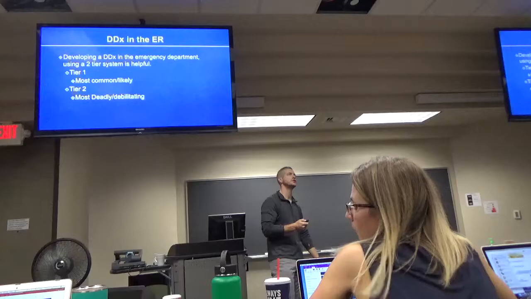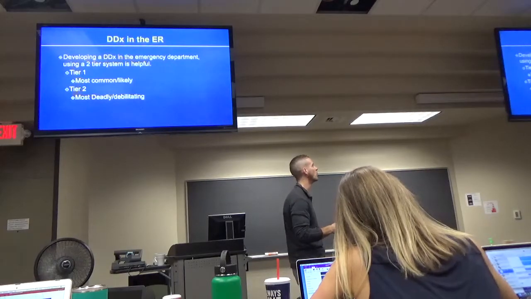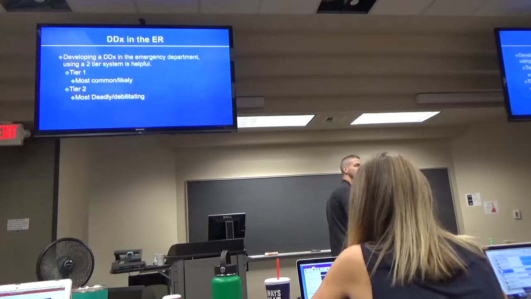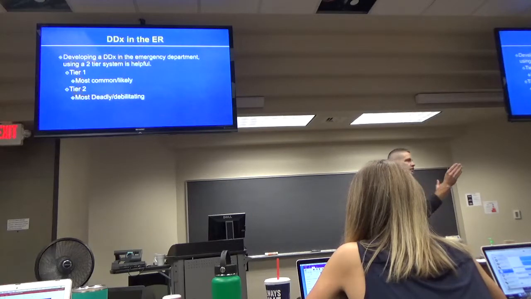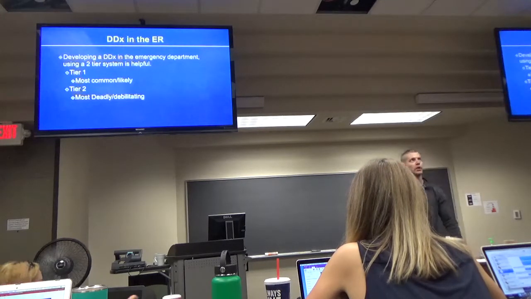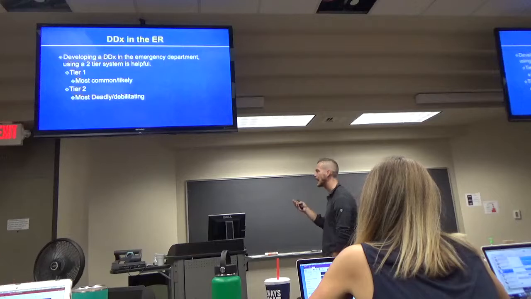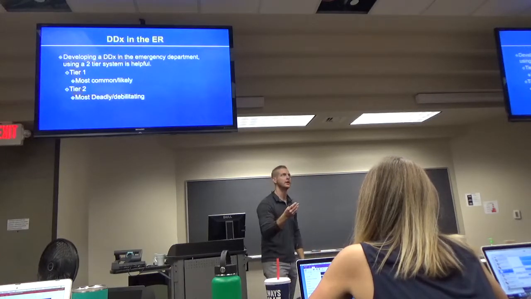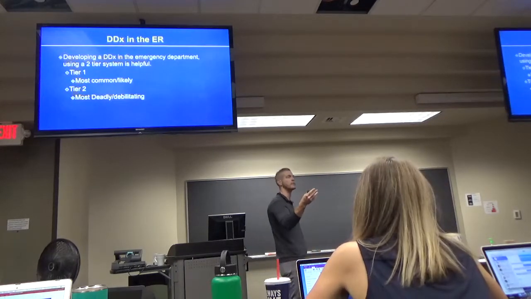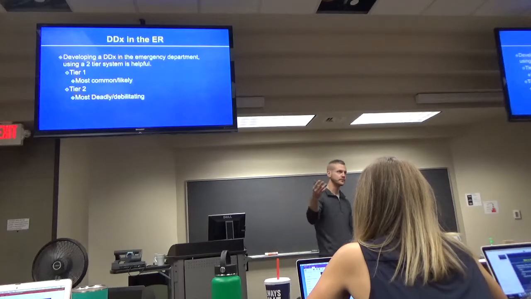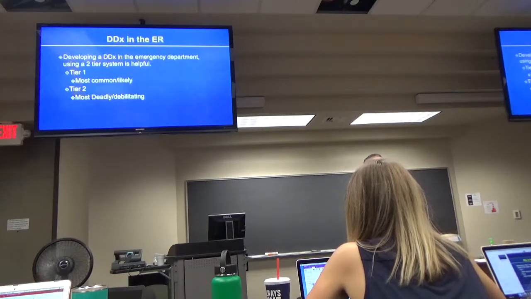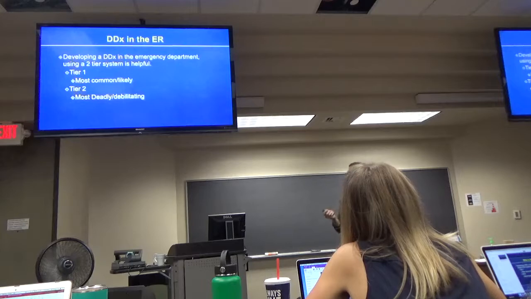So tier 1 and tier 2, that doesn't necessarily mean that one is 1 and 2 is 2. It just means that there's two separate tiers. One of them being the most common, most likely diagnosis, right? And then the other one being the most deadly or debilitating. Now sometimes there's overlap. Both of those may be in the same tier.